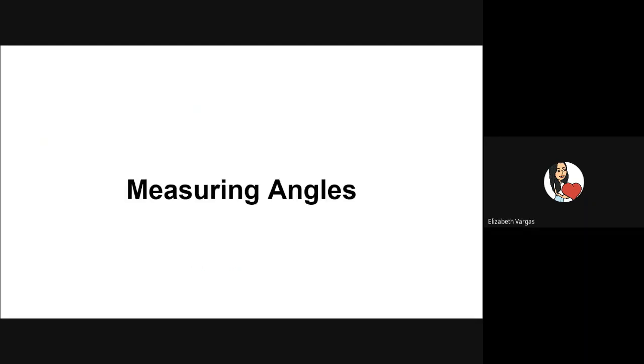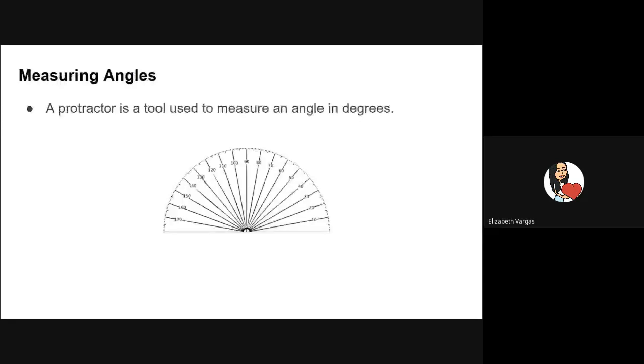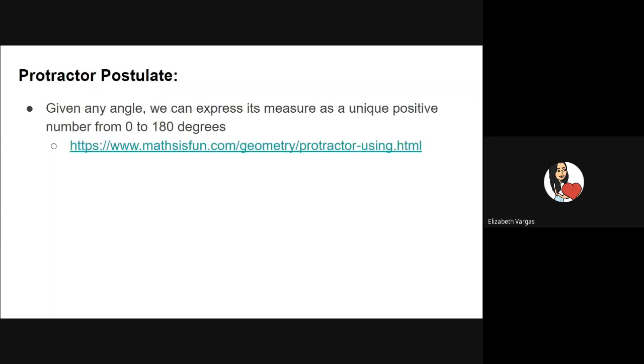Okay. Now we're going to get into measuring angles. Whenever we measure angles, we use what is known as a protractor. A protractor is a tool used to measure an angle in degrees. You may have seen this before. It basically looks like a ruler, but it is in the shape of a half circle. That takes us into the protractor postulate, which says that given any angle, we can express its measure as a unique positive number from 0 to 180.